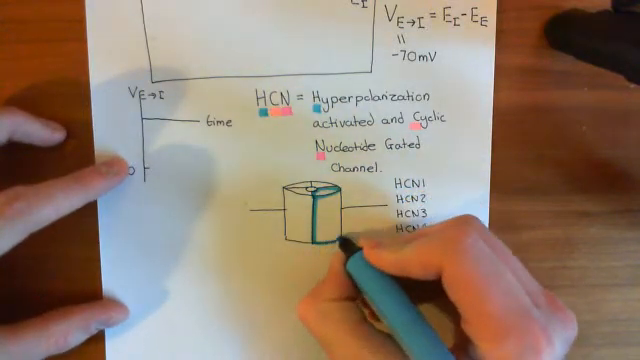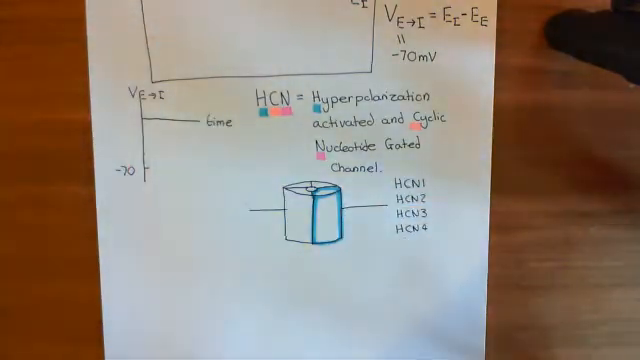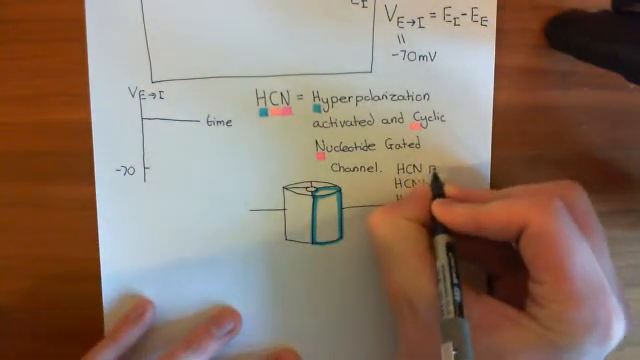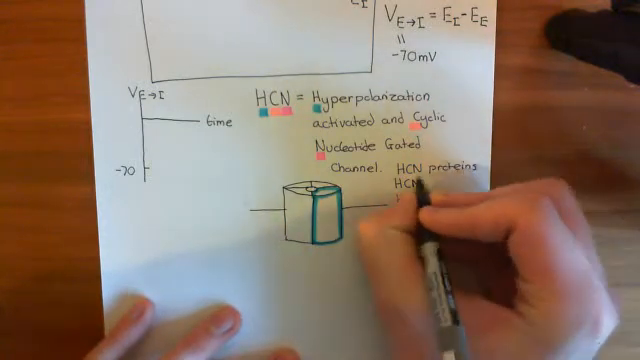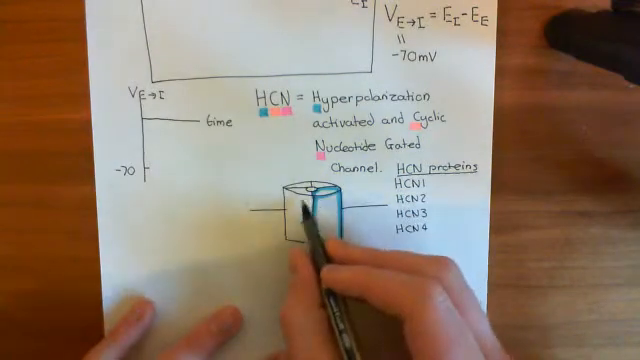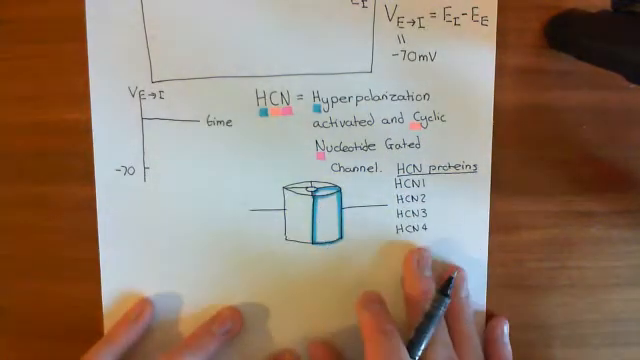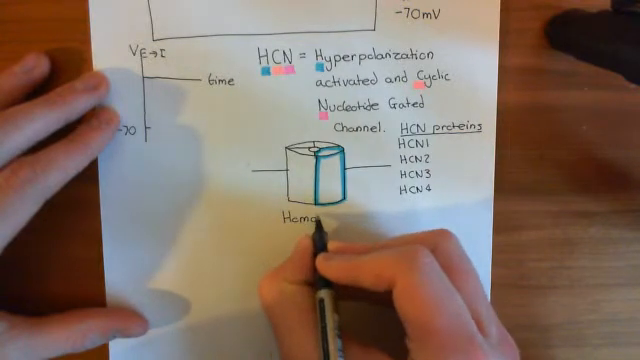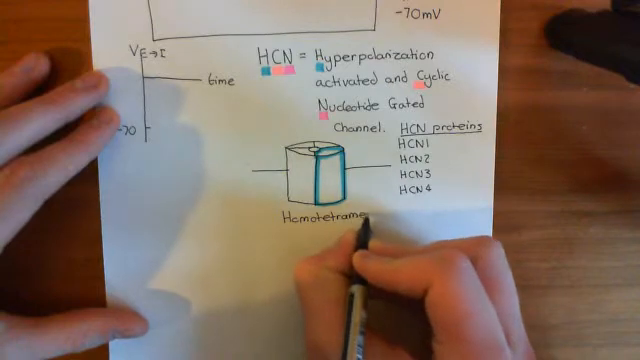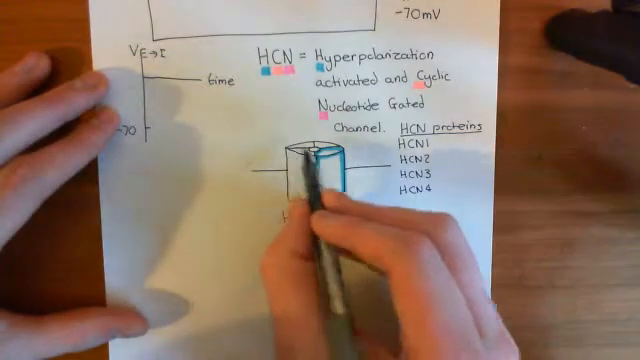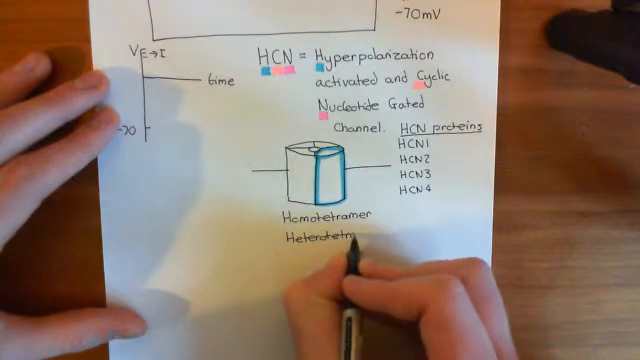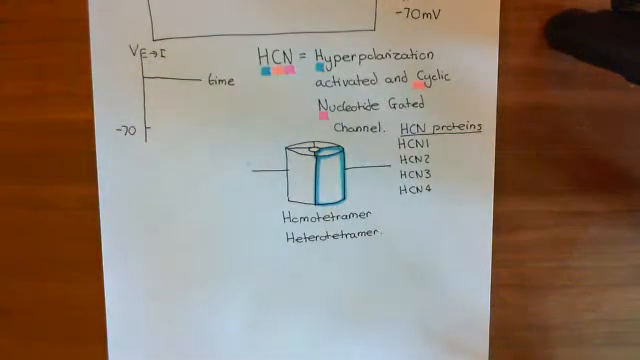So what has to happen is you have to make 4 HCN proteins, and then you can join them together to make an HCN channel. So the HCN channel is a tetramer of HCN proteins. These are the HCN proteins. Now the next question is, when you make a channel, do you have to use the same HCN protein in all 4 slots? Well, you can, and you don't have to. If you do use the same HCN protein in all 4 slots, it's known as a homotetramer. If you don't, then it is known as a heterotetramer.